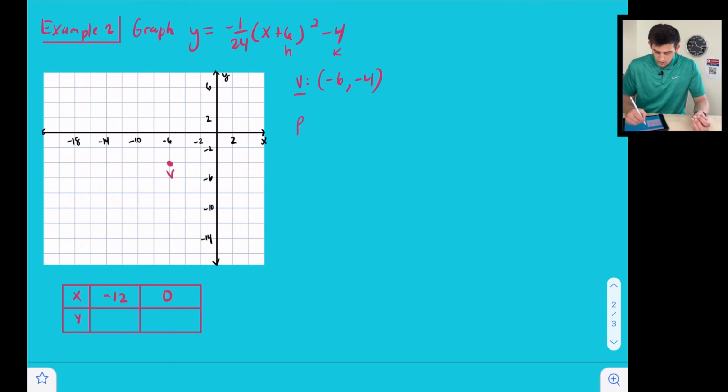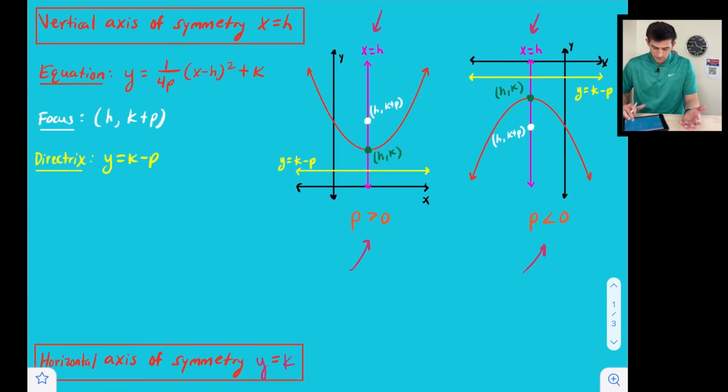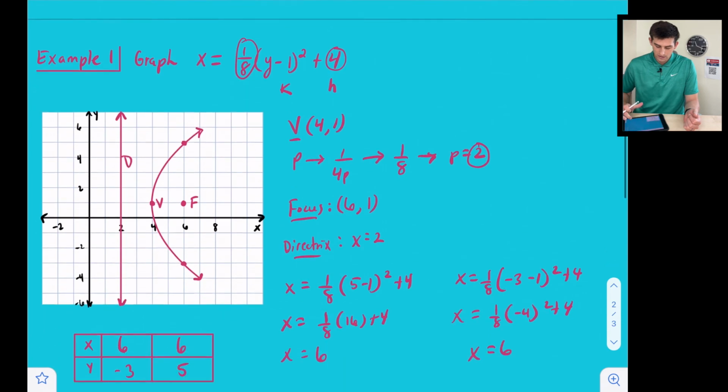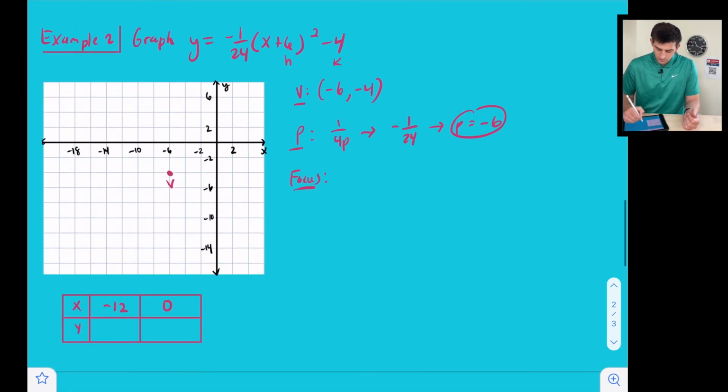Now, let's look at our p-value here. So remember it started off as 1 over 4p. Well, now we have -1 over 24, right? So what was p? P was -6, right? Because we multiply 4 times -6, and that's going to give us -24. So that's going to tell us where our focus is. Our focus now, remember, if we go back up to our diagram for our horizontal, our focus is h, k plus p, okay? So h, so -6, but now we have k plus p. So we have -4 plus -6, so -10, right? So -10, and we have our focus right here, okay?